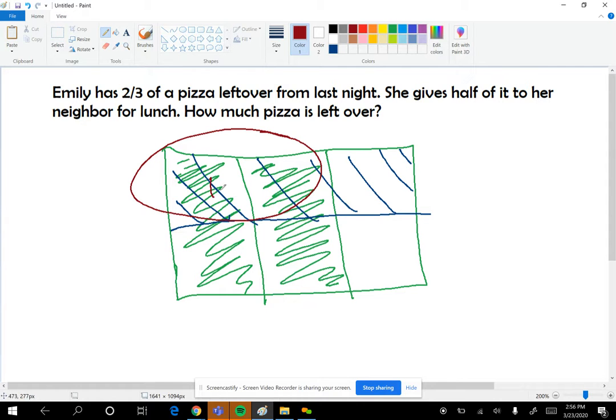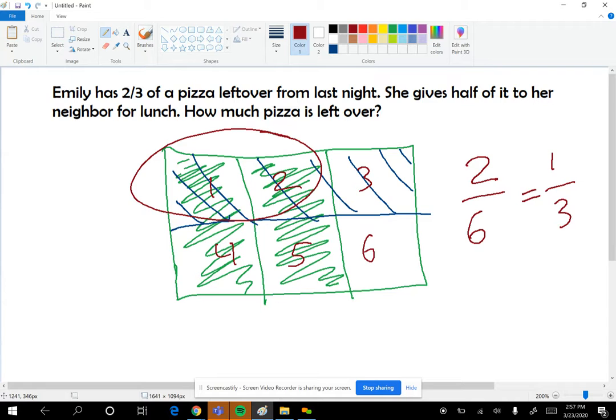There are a total of 1, 2, 3, 4, 5, 6 sections, and 1, 2 of them are shaded in. So the remaining pizza is 2/6. Now I could simplify that because I know that 2 and 6 can both be divided by 2, to 1/3. Emily had 2/3 of a pizza left over. She gave half of it to her neighbor for lunch, and now she has 1/3 of a pizza left over.